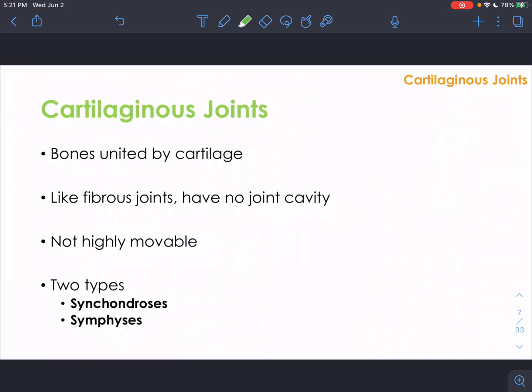The second classification of joints we have are the cartilaginous joints, which the name tells you they're going to be bones that are united by cartilage. Like fibrous joints, they also have no joint cavity. Okay, so there's not going to be a space, just tissue holding the bones together. They're not highly movable. So they're going to be a little bit more movable than some of the fibrous joints, but still not extremely movable. And again, there's going to be a few different types. So we have the synchondroses and symphyses.